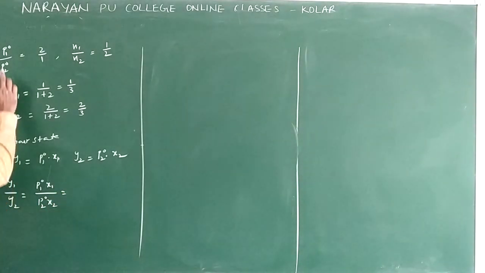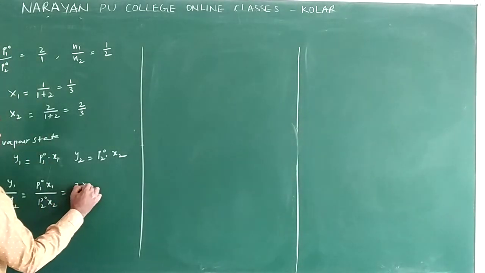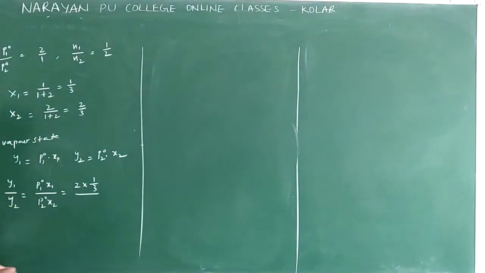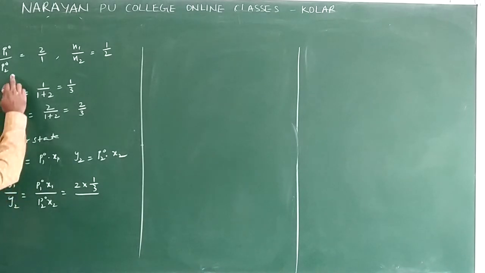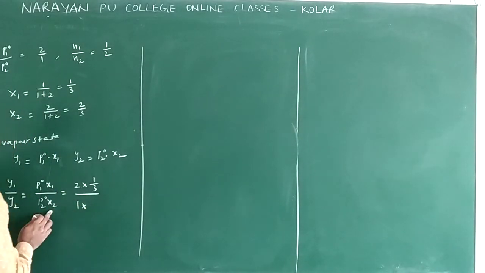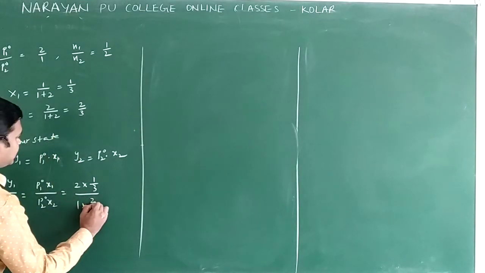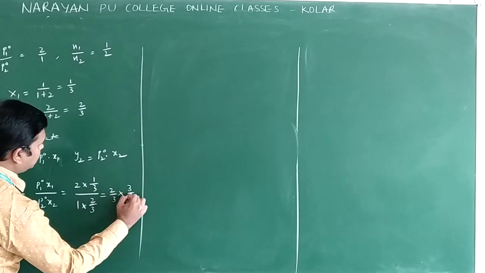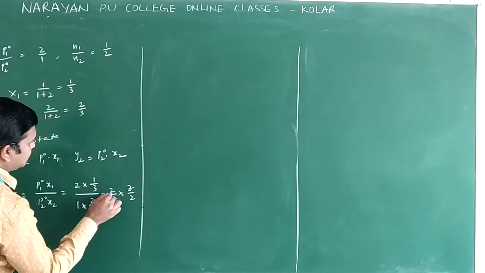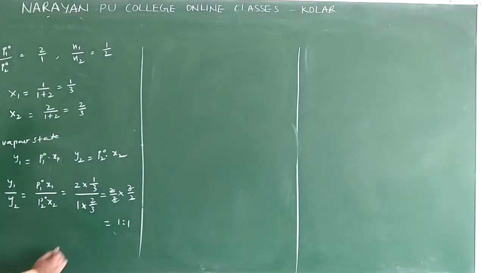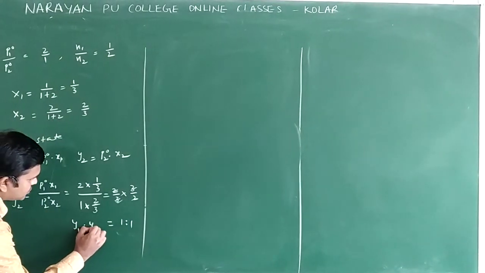What is P1 naught? P1 naught means 2 here. This is 2 into x1, which is 1 by 3, divided by P2 naught. P2 naught value is 1, into x2 value which is 2 by 3. Clear? So here 2 by 3 and 3 by 2, the 3 cancels and the 2 cancels. What is the ratio we get? 1:1 only.